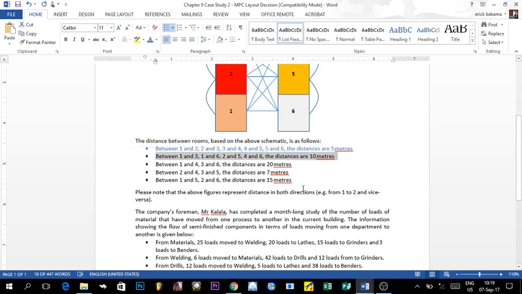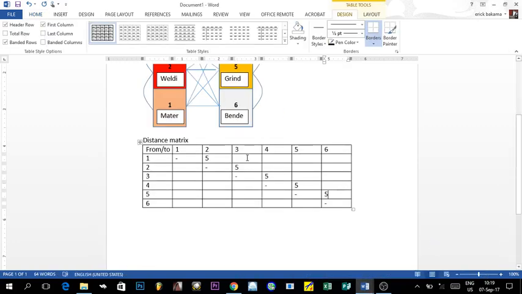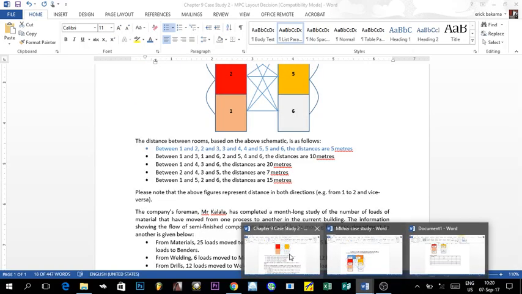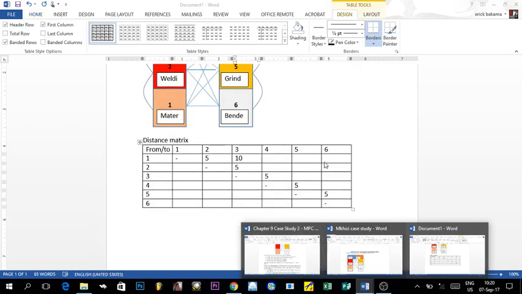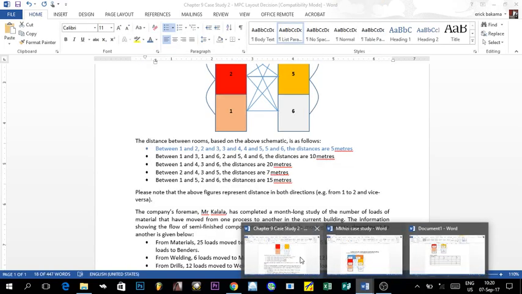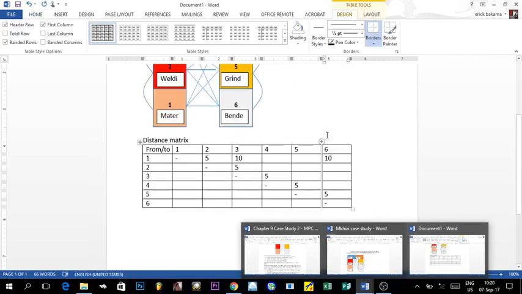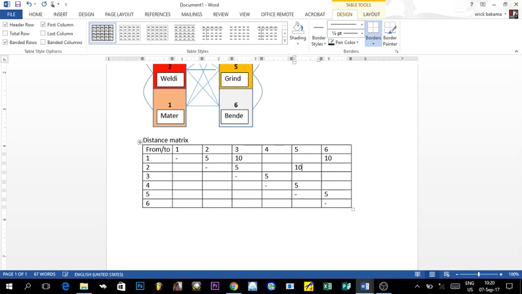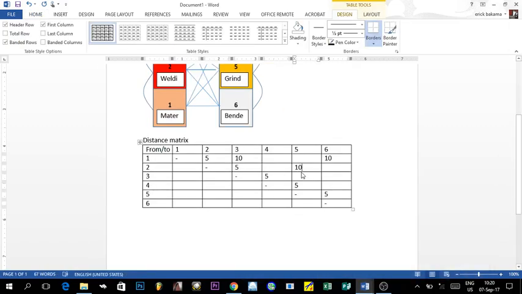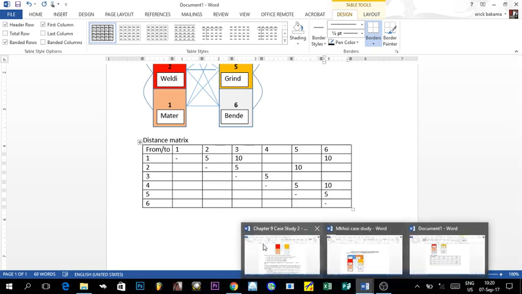The second part says the distance between 1 and 3, 1 and 6, 2 and 5, 4 and 6 is 10 meters. So the distance between 1 and 3 is 10. Next, the distance between 1 and 6 is 10 too, so here we have another 10. Then the distance between 2 and 5 is 10 too, so 2 and 5 is here, we have a 10. And the distance between 4 and 6 is 10 again, it's somewhere here. So we have completed the second row of distances.